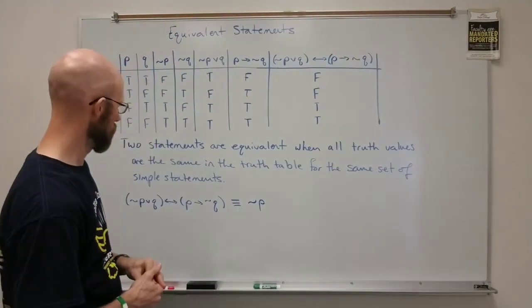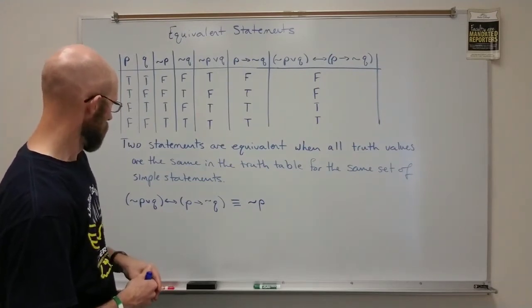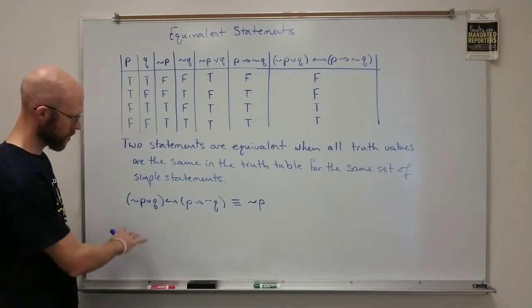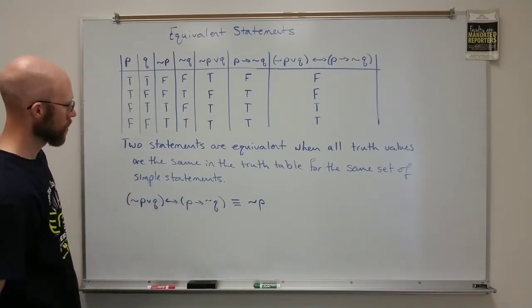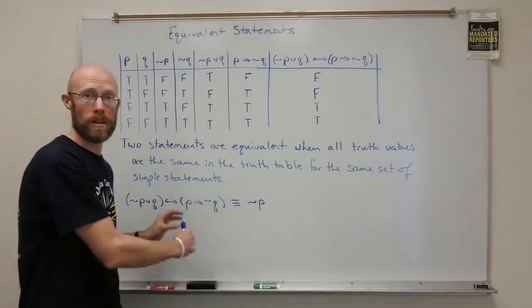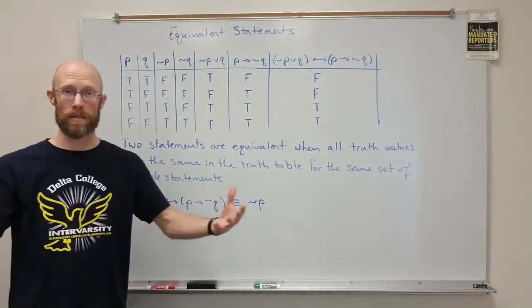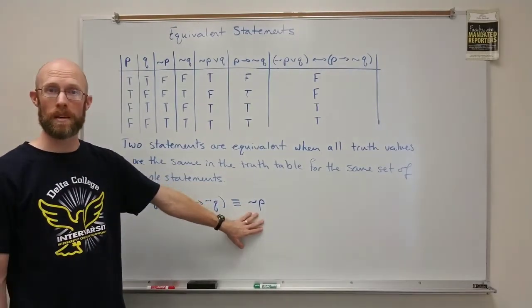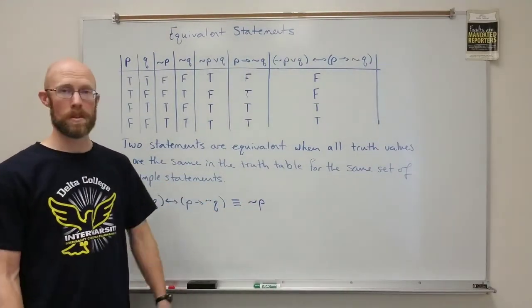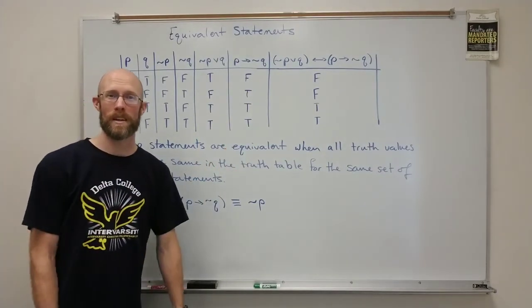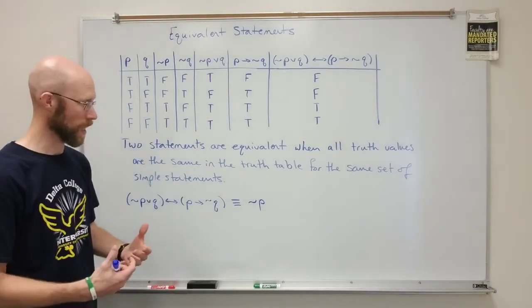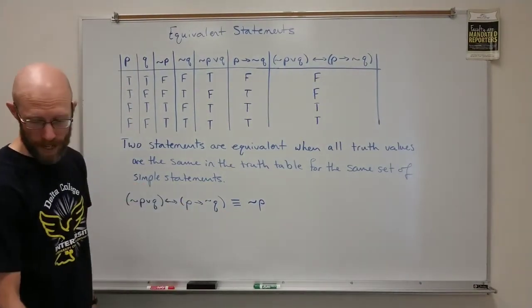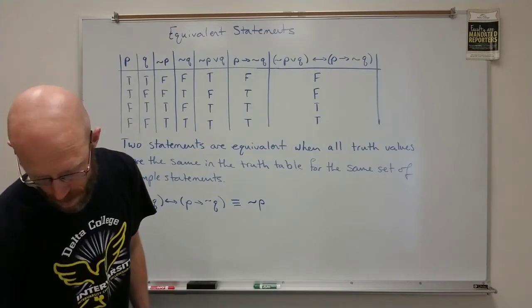So instead of having this very lengthy expression here, a very lengthy sentence, which, if I knew what P and Q were, I could form the sentence, but it would be long, right? It's quite a long sentence, but it's the same as just not P. So you could just substitute in not P and have the same basic meaning and have it apply the same. So that is the definition of equivalent statements.